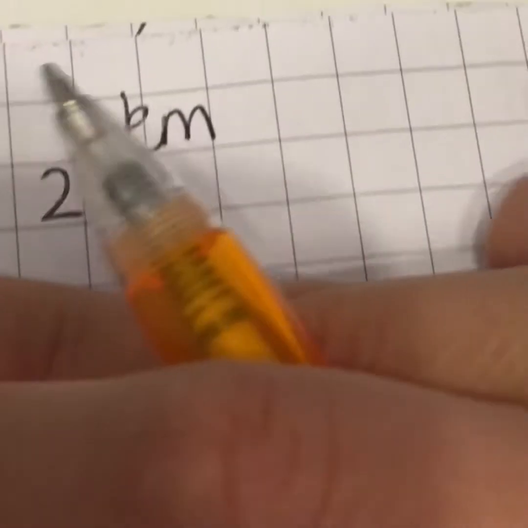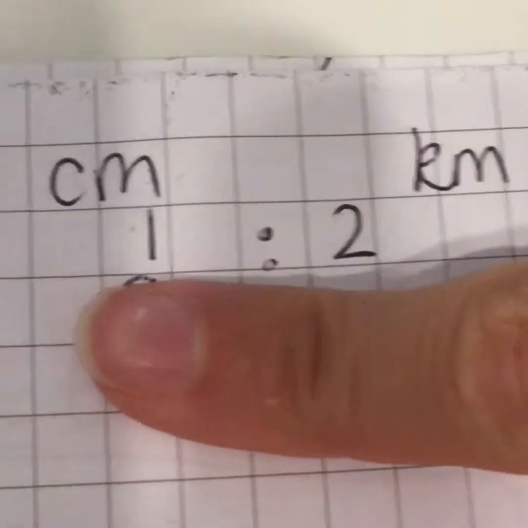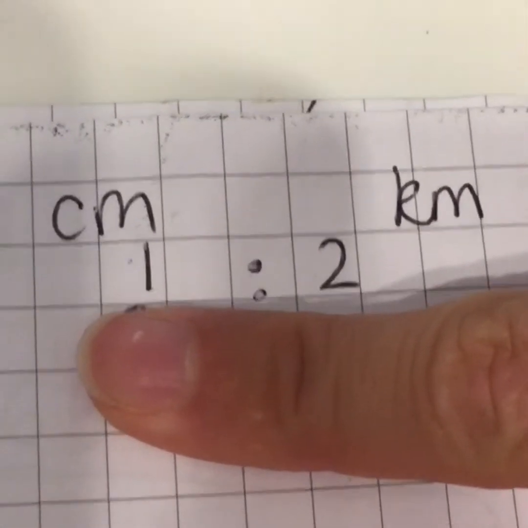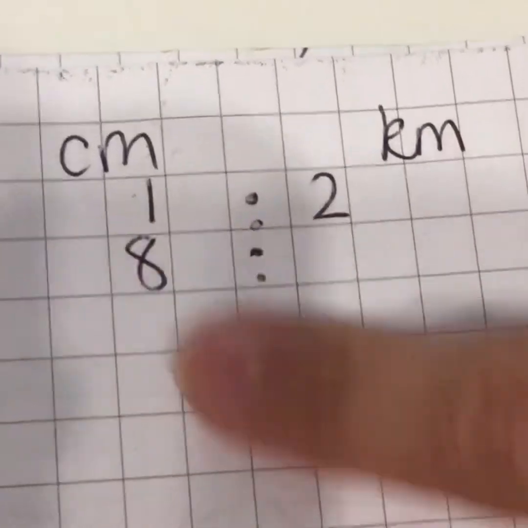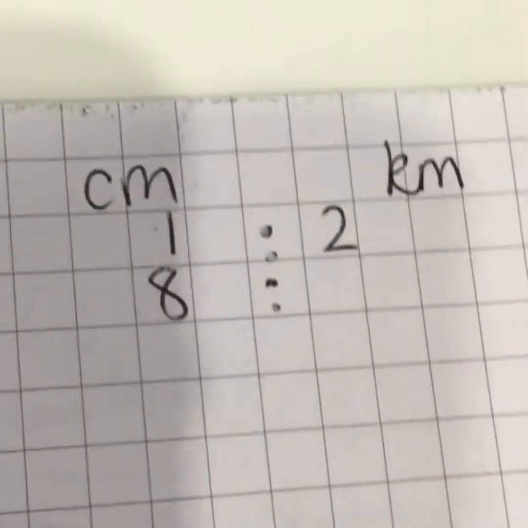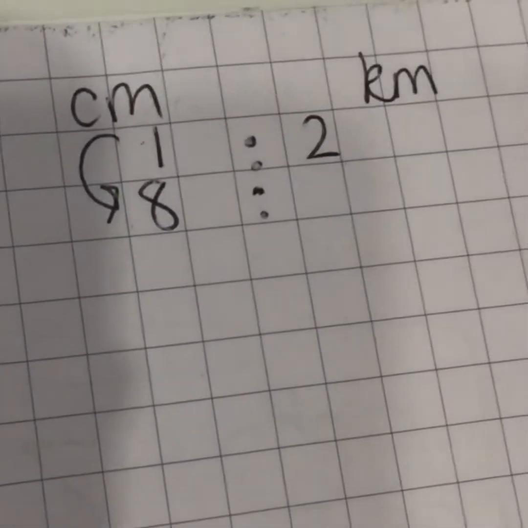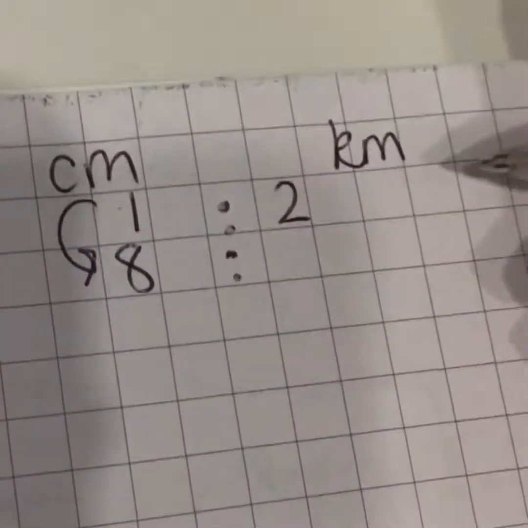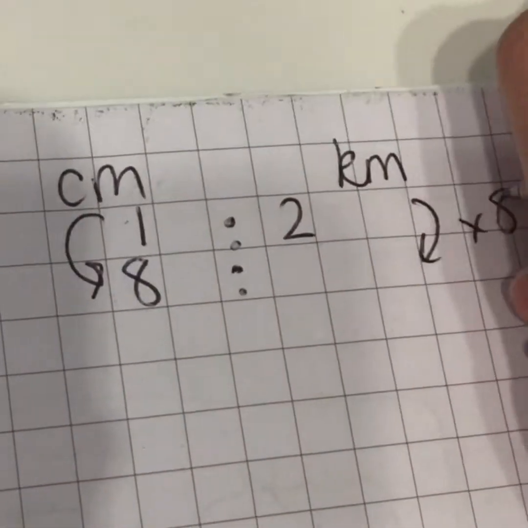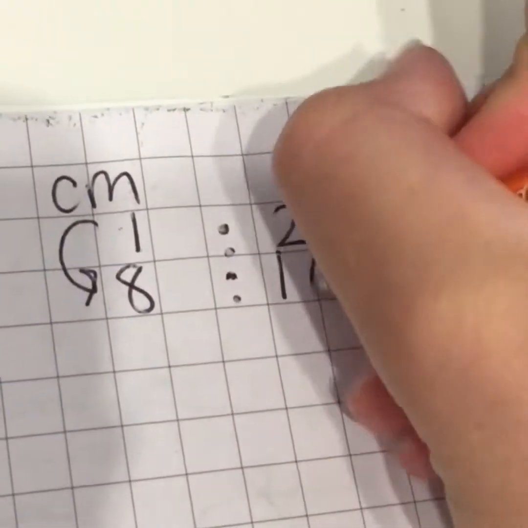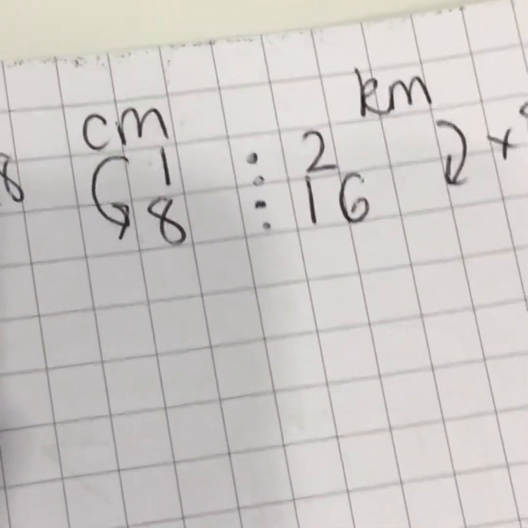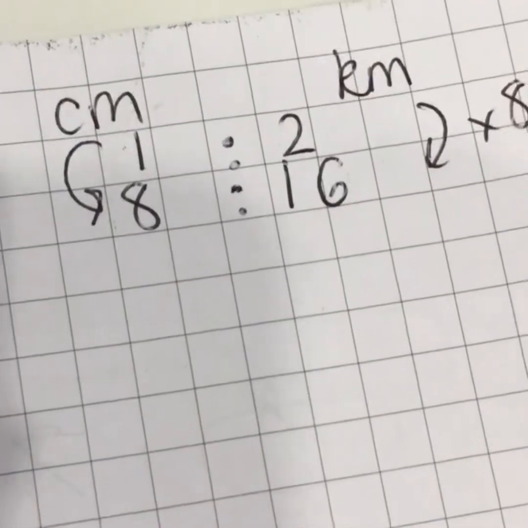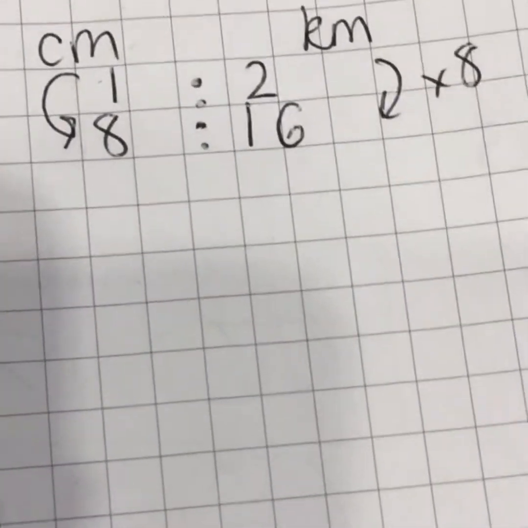So first things first, I've got that ratio down of 1 centimetre. There's 1 centimetre for every 2 kilometres, okay? If we see 1 centimetre, it's representing 2 kilometres. But we've now got 8 centimetres or 8 squares. So what have we times this side by? We've times it by 8. So what are we going to times the other side by? We're going to times it by 8. 2 times 8 is 16. So that 8 centimetres is representing 16 kilometres. So we can estimate that the island is about 16 kilometres wide.